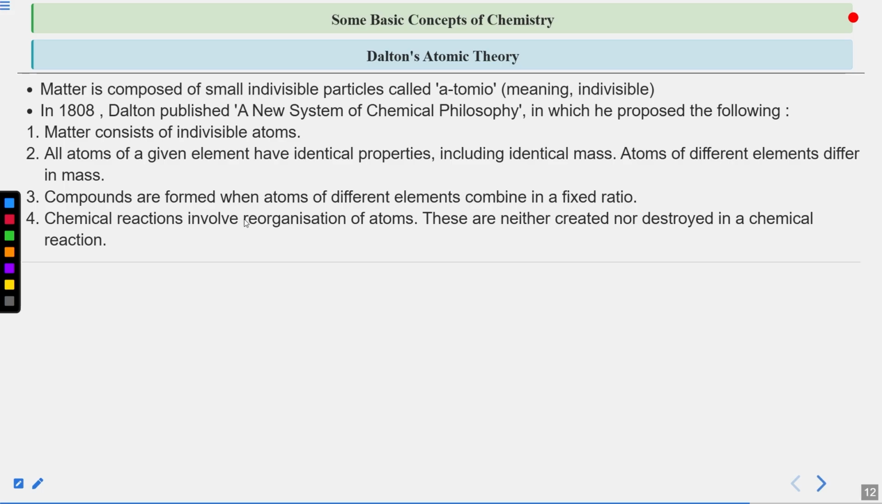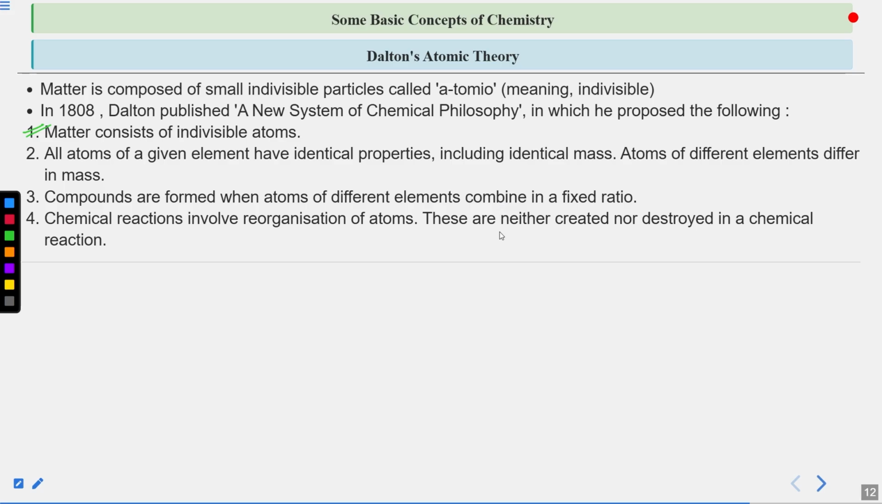So he described a chemical reaction in terms of reorganization of atoms. Reorganization means, suppose initially we have a different setup of this hydrogen and oxygen molecule. Now they are coming together in a different fashion to give us the molecule of water. Now these atoms are neither created nor destroyed. So they are just reorganized in a chemical reaction. And this is also a setback of this Dalton's atomic theory. The first statement itself is a setback, and this statement is also a setback today.